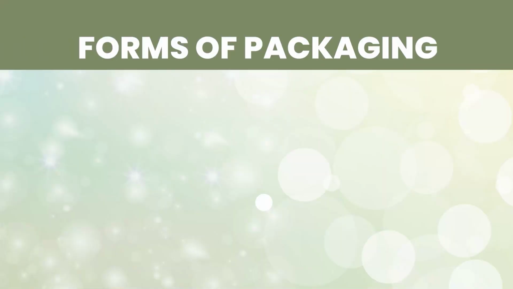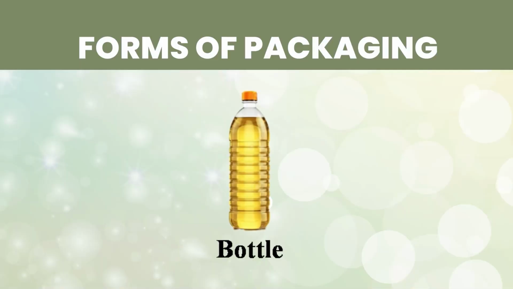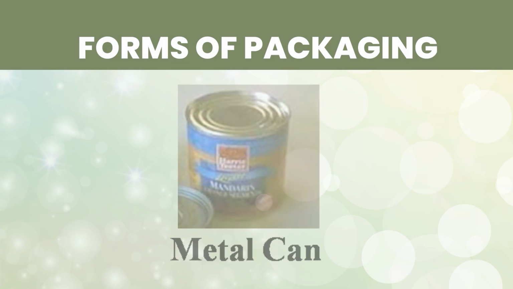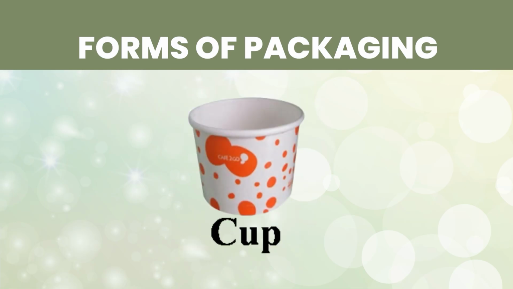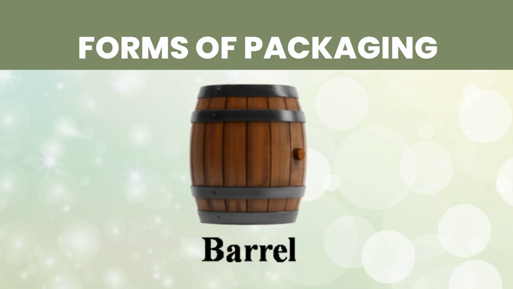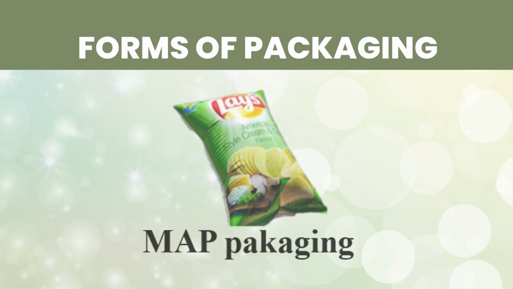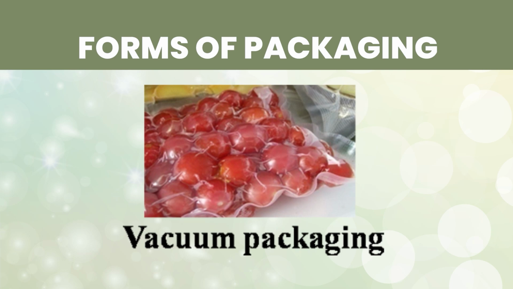Now we'll see what are the different forms of packaging available in the market. There are so many different forms of packaging available for different types of food according to the nature of food products and also as per the demand of the consumers or the ease of handling and distribution. So many different forms. Just a few examples of these forms of packaging are bottle, jar, pouch, box, metal can, bag, bag-in-box, crate, Tetra Pak, cup, tray with stretch wrap, then barrel, shrink packaging, modified atmosphere packaging, vacuum packaging, aseptic packaging, etc.